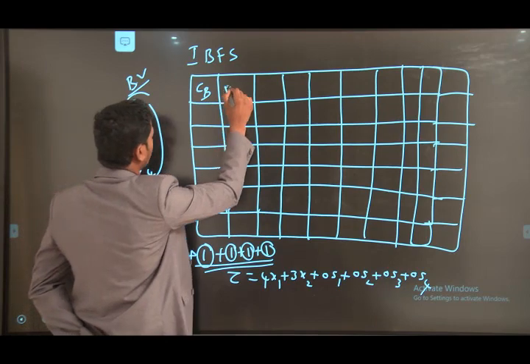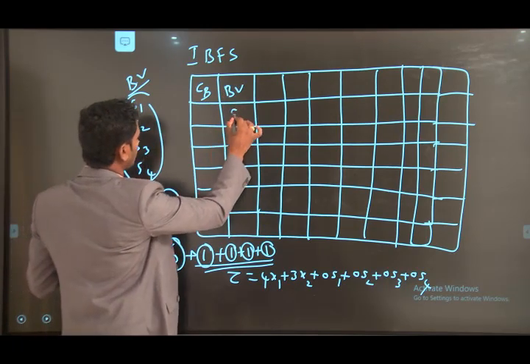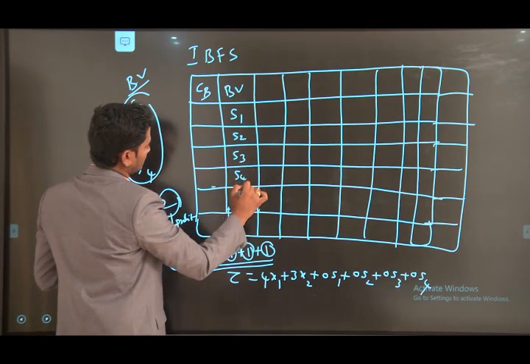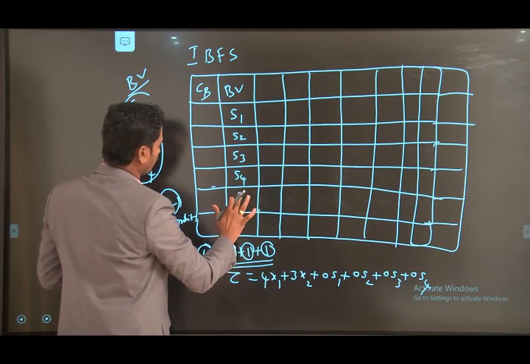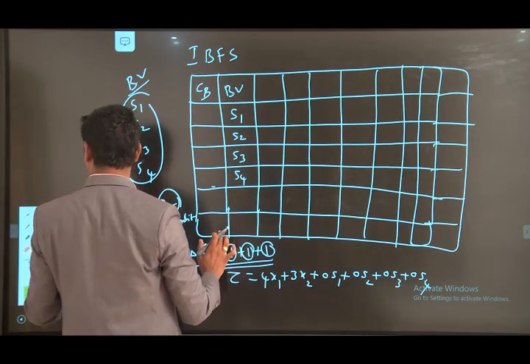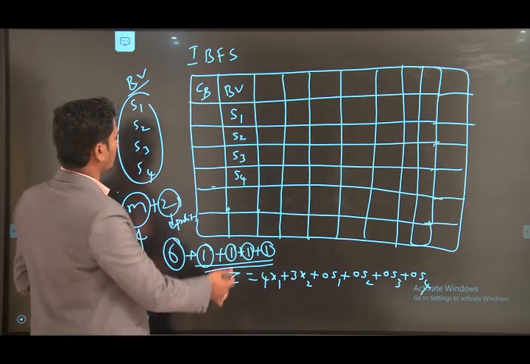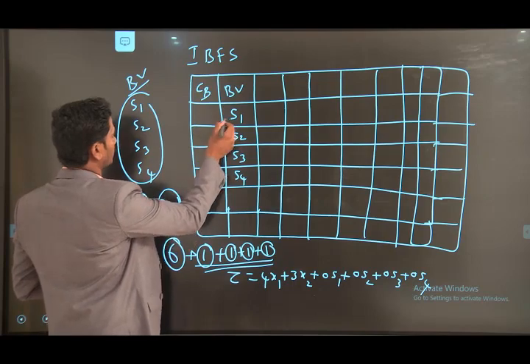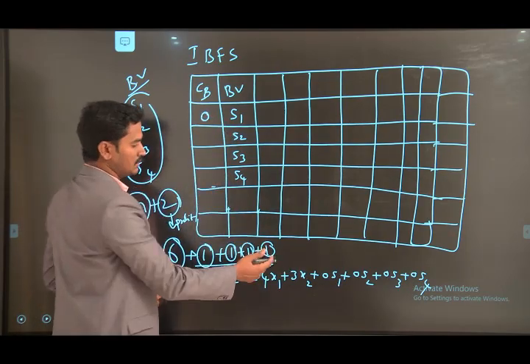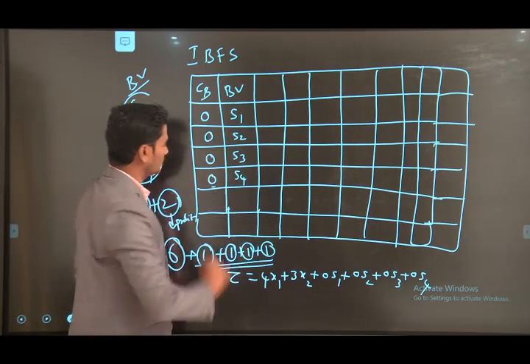In the second column we have to take the basic variable. First we fill this column. What are the basic variables we have? S1, S2, S3, S4. We have only 4 basic variables, and those we filled here. Next, we are taking the contribution value. What is the contribution value of S1 in the objective function? S1 is equal to 0, S2 is equal to 0, S3 is equal to 0, S4 is equal to 0.